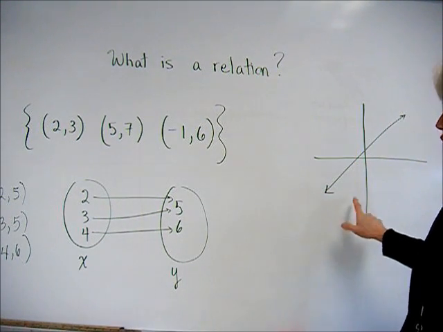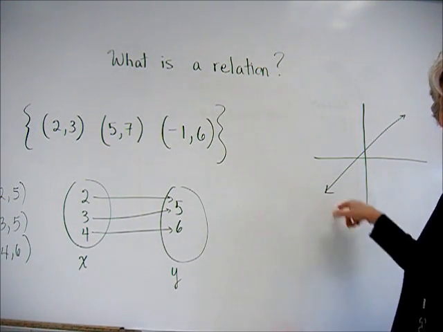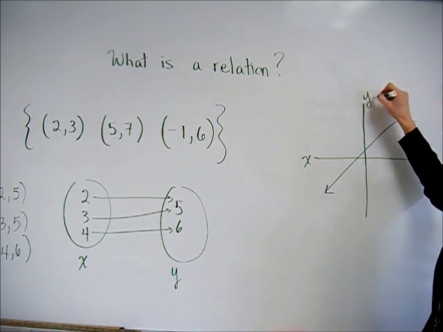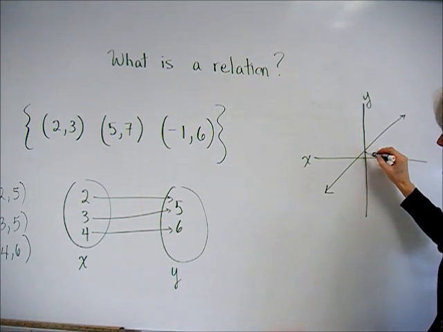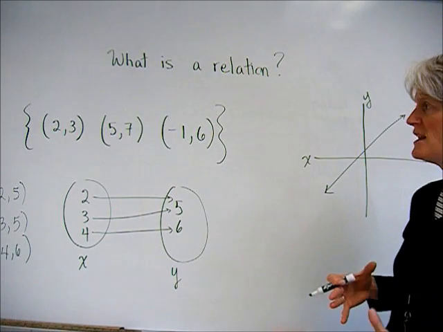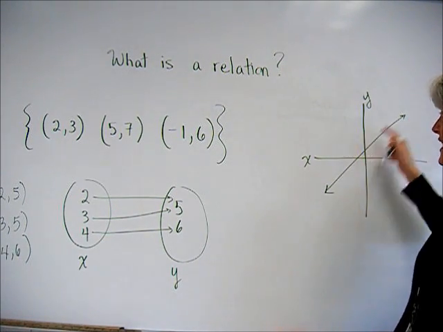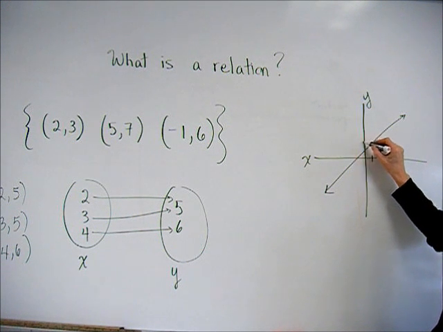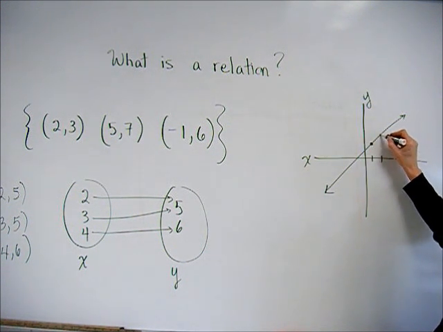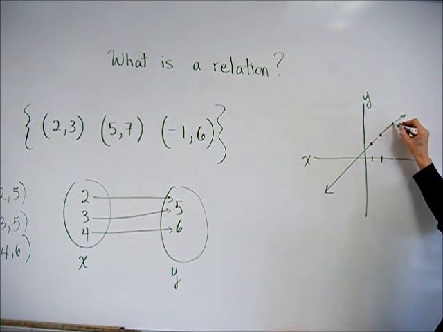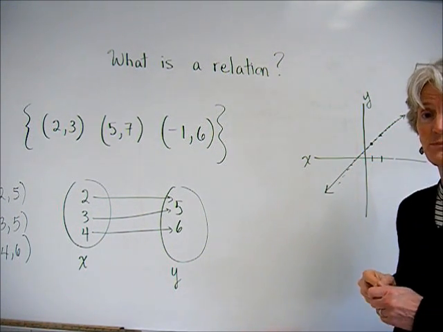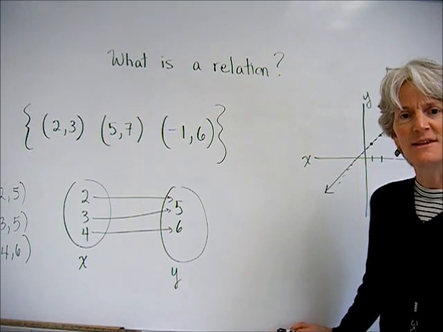Hey, look, I could show a relation as a graph. Here are my x values, here are my y values. Now, this is a set of an infinite number of points or an infinite number of ordered pairs. Every time I plug in an x, I get out its little y. I can plug in another x and get out another y. So there are all the points that make up my relation. That's what a relation is.